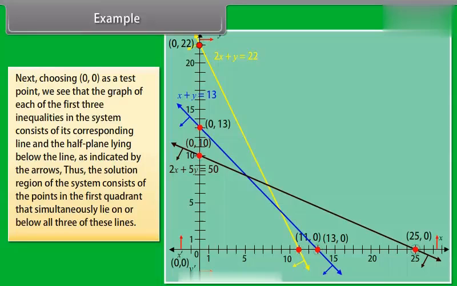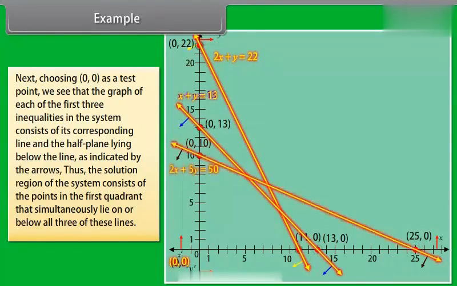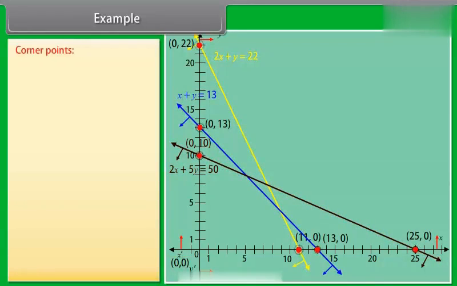Next, choosing (0, 0) as a test point, we see that the graph of each of the first three inequalities in this system consists of its corresponding line and the half-plane below the line, as indicated by the arrows. Thus, the solution region of this system consists of the points in the first quadrant that simultaneously lie on or below all three of these lines. Let's find the corner points.